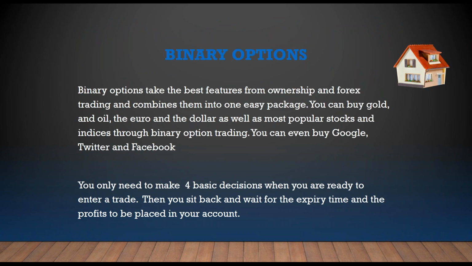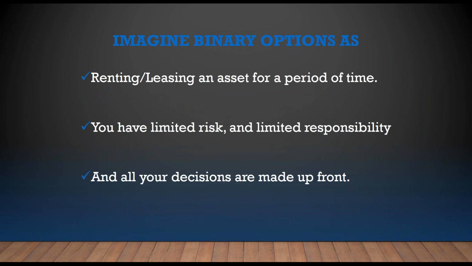So binary options takes the best features from ownership and Forex trading, combines in one easy package. You can buy gold and oil, the euro, the dollar, as well as most popular stocks and indices through binary options trading. You can even buy Google, Twitter, Facebook, now Alibaba, eBay, PayPal. You only need to make 4 basic decisions when you're ready to enter a trade, and then you sit back and wait for the expiry time and the profits to be placed in your account.